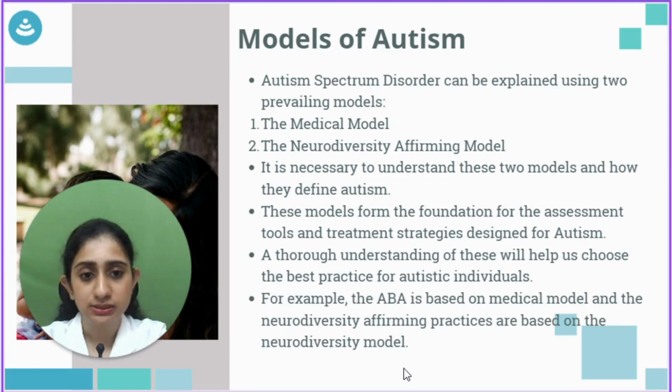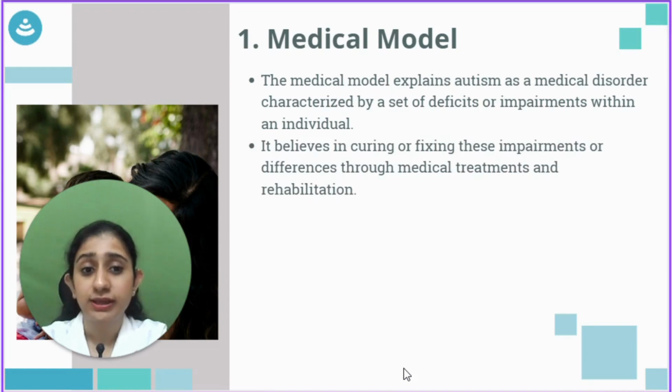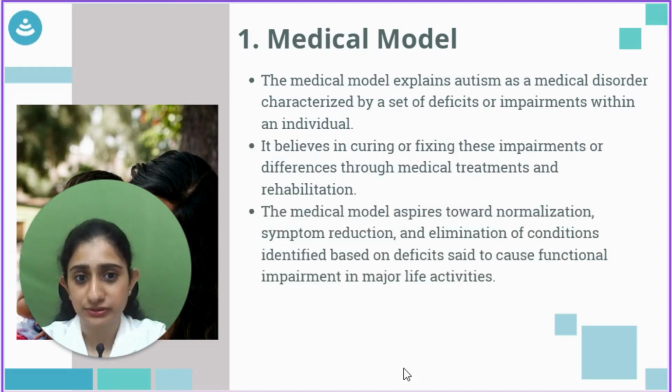For example, the ABA that we discussed earlier is based on the medical model, and the neurodiversity affirming practices are based on the neurodiversity affirming model. Let's look at the medical model. The medical model explains autism as a medical disorder characterized by a set of deficits or impairments within an individual. It believes in curing or fixing these impairments or differences through medical treatments and rehabilitation.